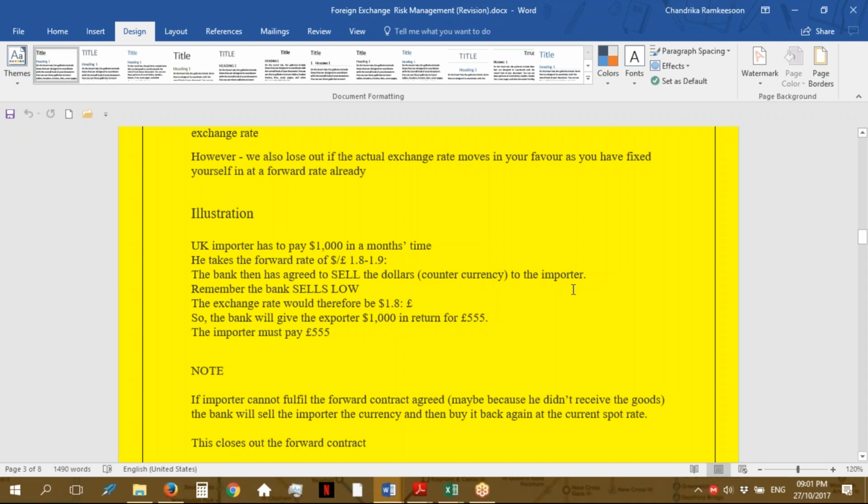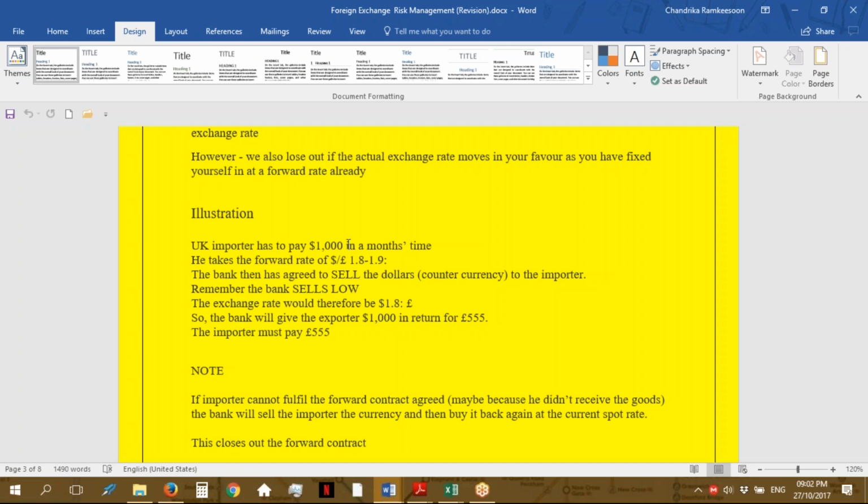Now remember, if the bank is selling, we are buying. So we would go to the bank and say, look bank, in 1 month's time I am going to sell you $1,000. Sorry, let me rephrase that. In 1 month's time, we are telling the bank we will need to buy $1,000 because we need to settle an invoice. We need to buy dollars, so the bank will sell. That's all you need to say: we are buying, bank is selling, or we are selling, bank is buying.